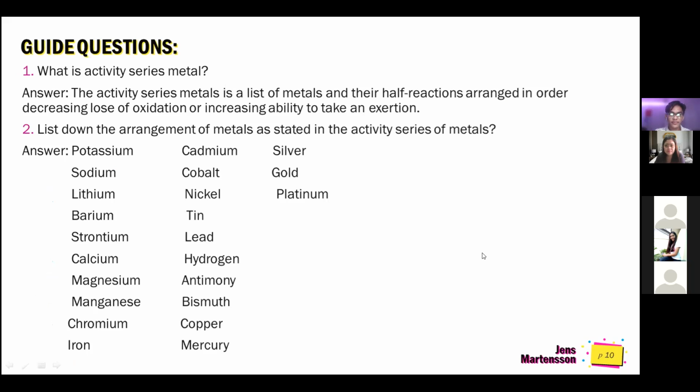Guide questions. What is activity series metals? The activity series metals is a list of metals and their half reactions arranged in order, decreasing loss of oxidation or increasing ability to take an electron.